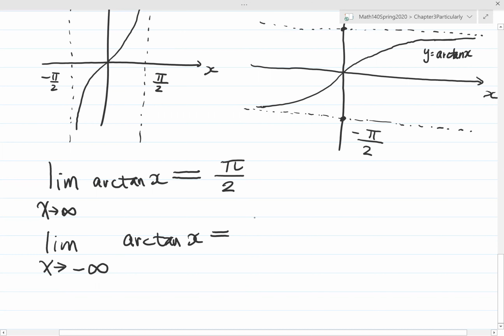In this case, by symmetry, this is an odd function. So we get negative pi over 2. Negative pi over 2.